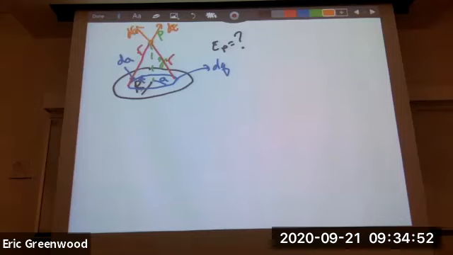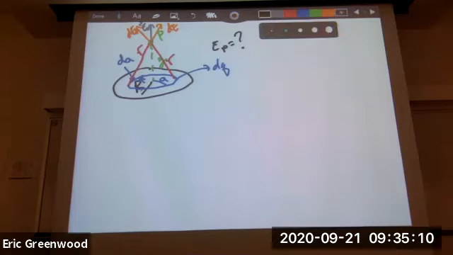But again, what happens to the horizontal pieces of the electric field? Again, they're going to cancel, which means that my total electric field is only going to point in the vertical direction, my total electric field. Okay?